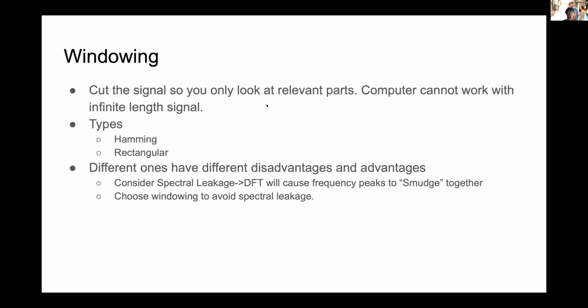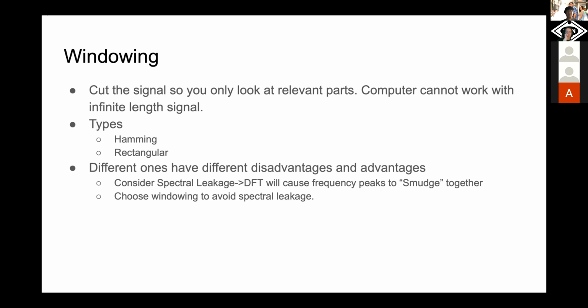So windowing. Unfortunately, I didn't have the time to prepare a super in-depth discussion about windowing, but basically why you should care about it is that a computer can't read in an infinite length signal. So you have to cut your signal at some point and only look at the relevant parts. A couple common examples are the Hamming and rectangular window. You might also see something called the Hann window, so HANN.